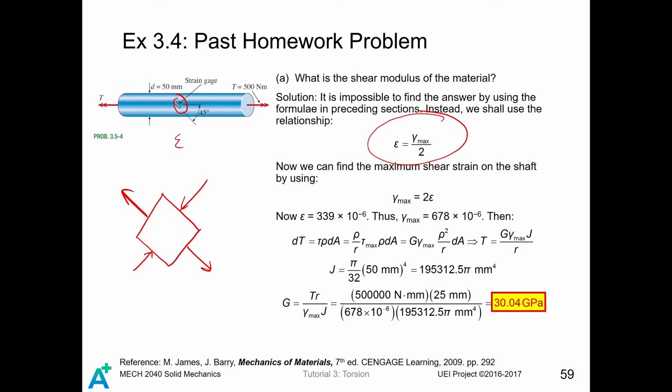Under this case, this stress element is under the maximum axial strain. Therefore, we can find the maximum shear strain inside this bar by using this strain gauge inclined at 45 degrees. Since the maximum axial strain measured by this 45-degree oriented strain gauge is given by 339 times 10 to the power minus 6, then the maximum shear strain is just twice of it, which is 678 times 10 to the power minus 6.